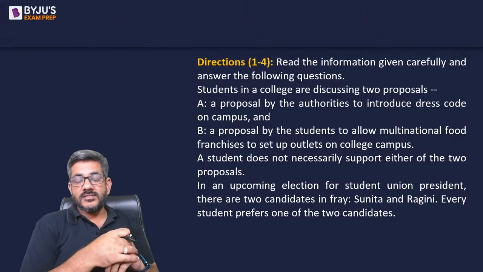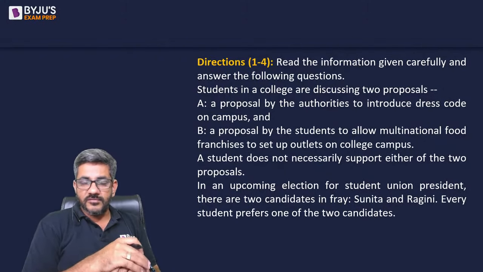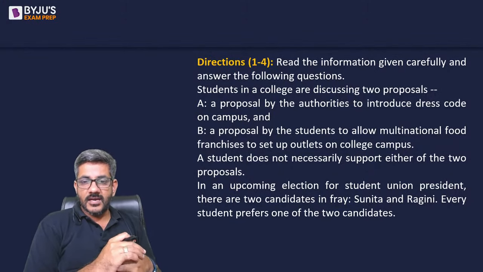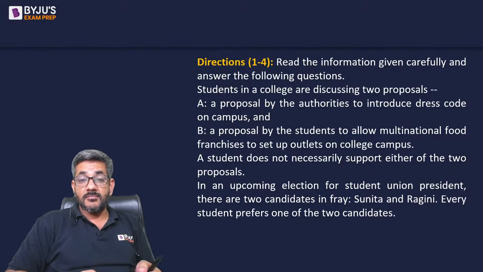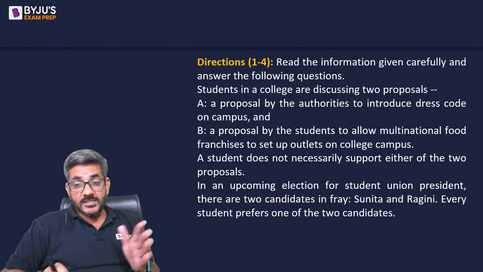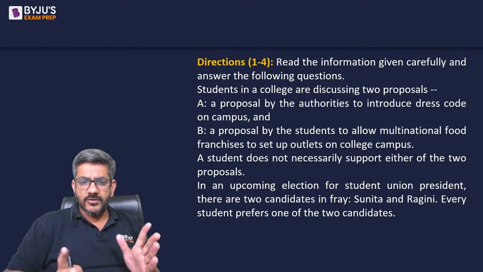Students in a college are discussing two proposals. A proposal by the authorities to introduce a dress code, which is called Proposal A. A proposal by the students to allow multinational food franchises to set up outlets on the college campus, that is called B. A student does not necessarily support either of the two proposals. So there is a possibility someone might support proposal A, someone might support B, someone might support both, and someone might not support any one of them.